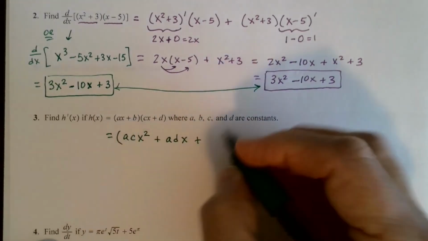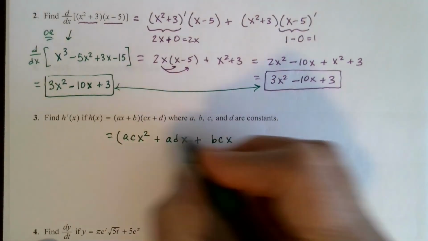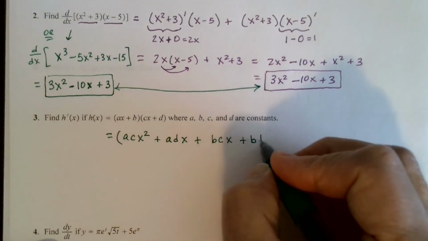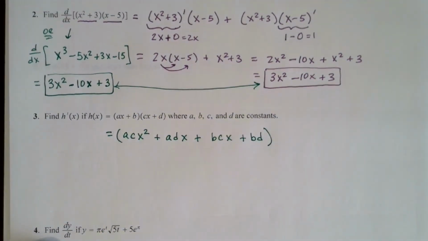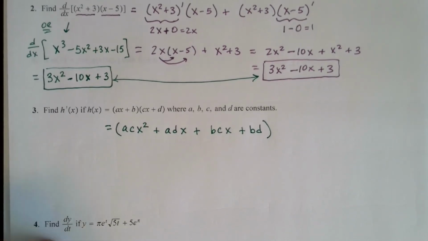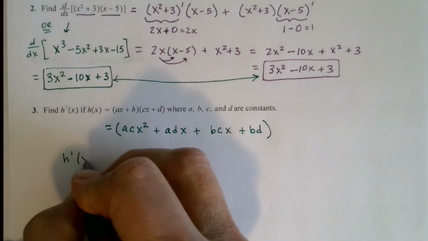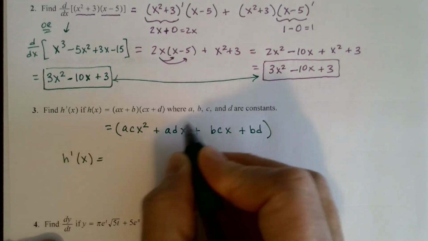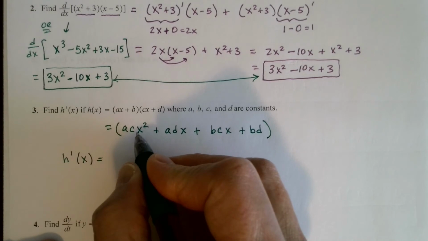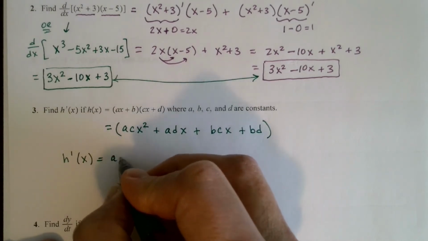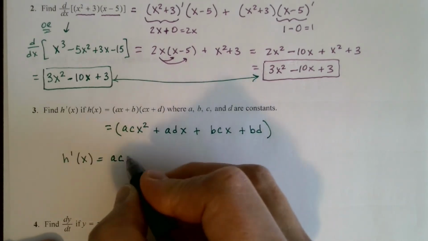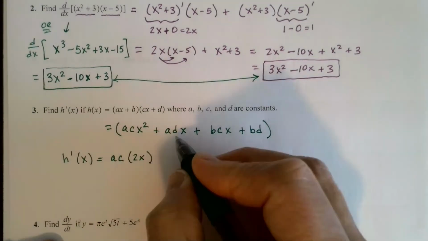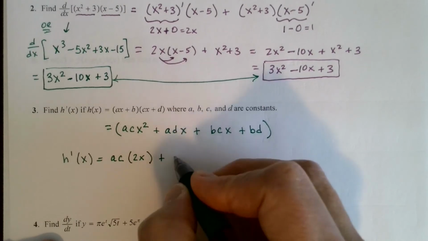Last is B times CX, or BCX. Or the inner, the last is B times D. And so I can go right to H prime of X without the product rule, right? Now AC is a constant, right? It's a constant multiple. So remember, constant multiples come out, and then we take the derivative of X squared, which is what? 2X. Okay. And again, constant multiple AD, I can pull that out.